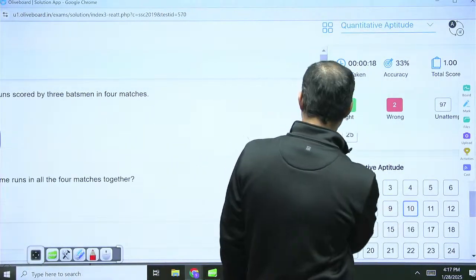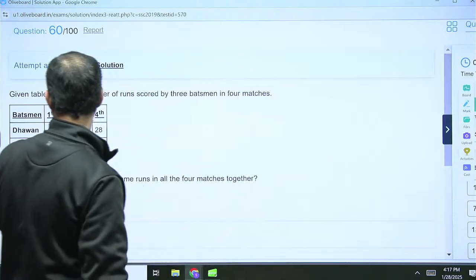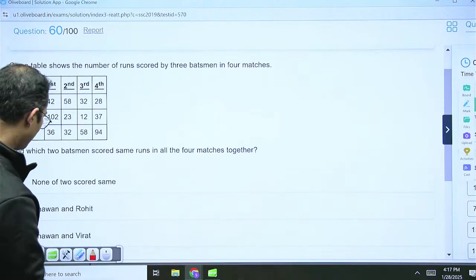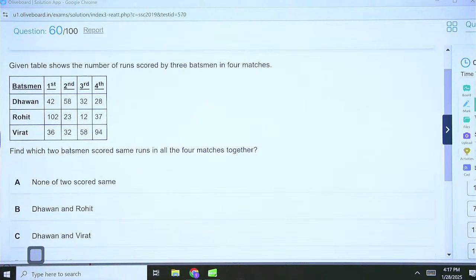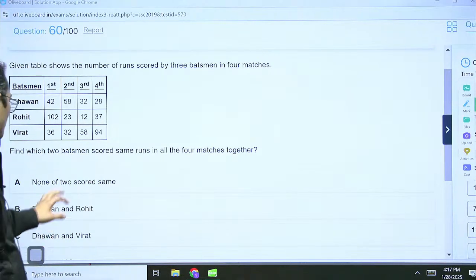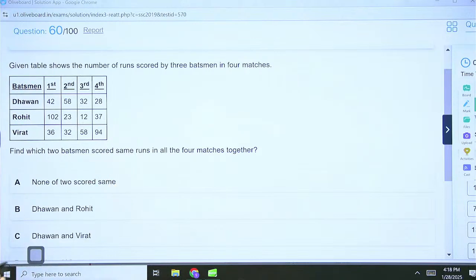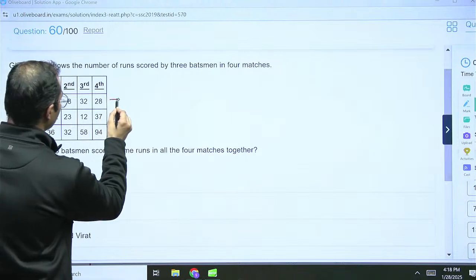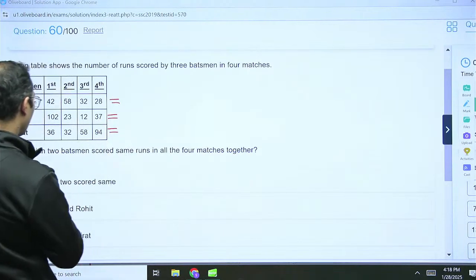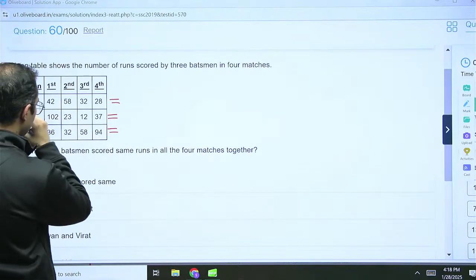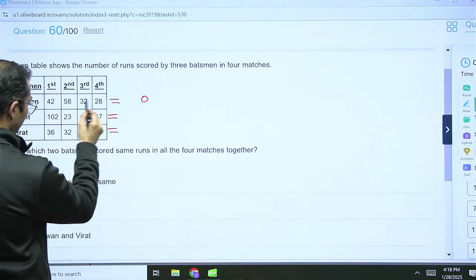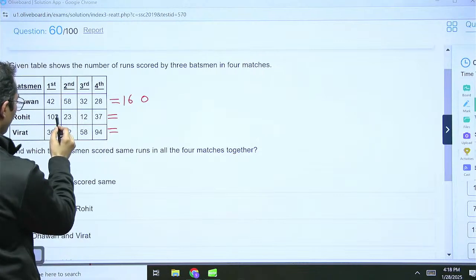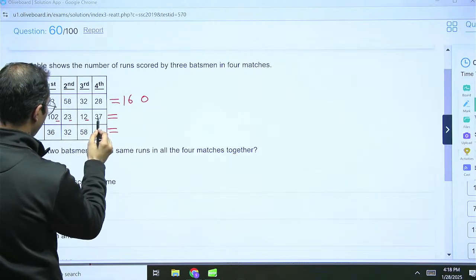Yes, please. Question number 10. So this belongs to the DI section, right? See, given table shows the number of runs scored by 3 batsmen. Okay, find which 2 batsmen scored same runs in all the 4 matches together, right? So what we need to calculate? We need to calculate the sum. So just add up all, right? See, 2, 8, 10, 10 and 10, 20 carry 2, right? 6, so this will be 160. So 2, 3, 5, 5, 5, 5 and 9.